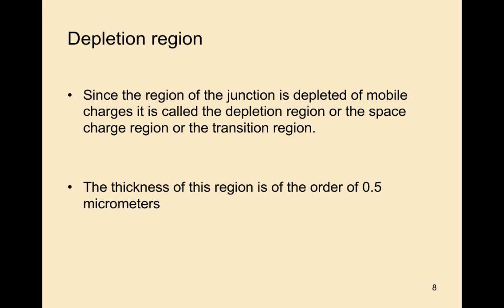Up to now we discussed what is meant by potential barrier and how it is generated. Next we discuss what the depletion region is. Since the region of the junction is depleted of mobile charges, it is called the depletion region, or the space charge region, or the transition region.